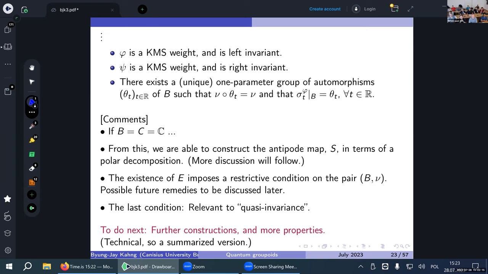If B and C are trivial, then this will go back to a quantum group, and then it's going to be much neater. But the good thing is that from this, even though it's not short, the antipode can be constructed with polar decomposition. Hopefully I'll say something, but I don't know.